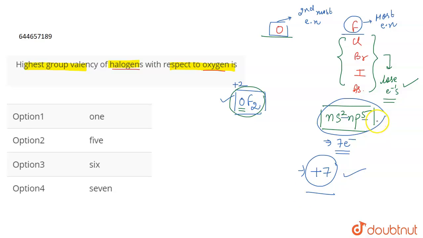Because with respect to oxygen, these elements, which are chlorine, bromine, iodine and astatine, are going to act as less electronegative elements which have a tendency to lose electrons, which will donate electrons to oxygen, or they will lose electrons and form bonds with oxygen. That is how it is going to happen, and therefore the highest group valency that they can show is +7, because the maximum electrons that can be lost by halogens in general is 7. So the correct answer for this question is going to be option 4.